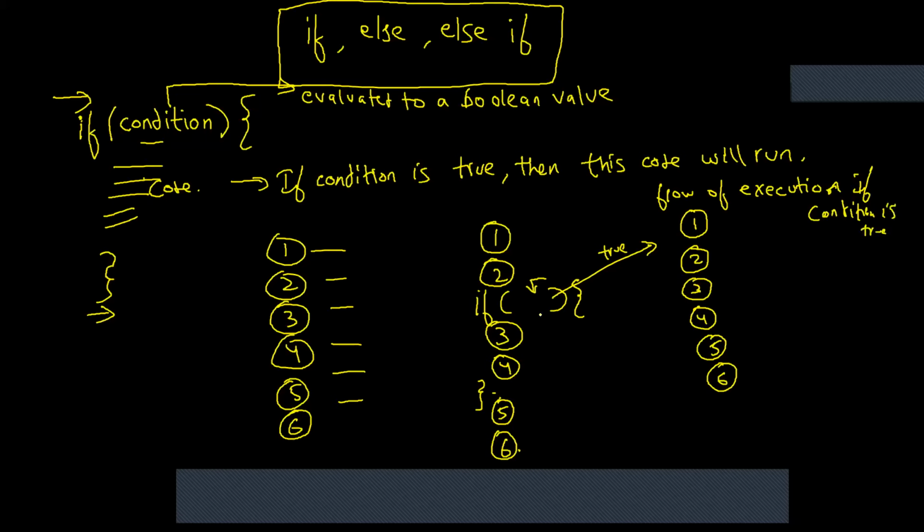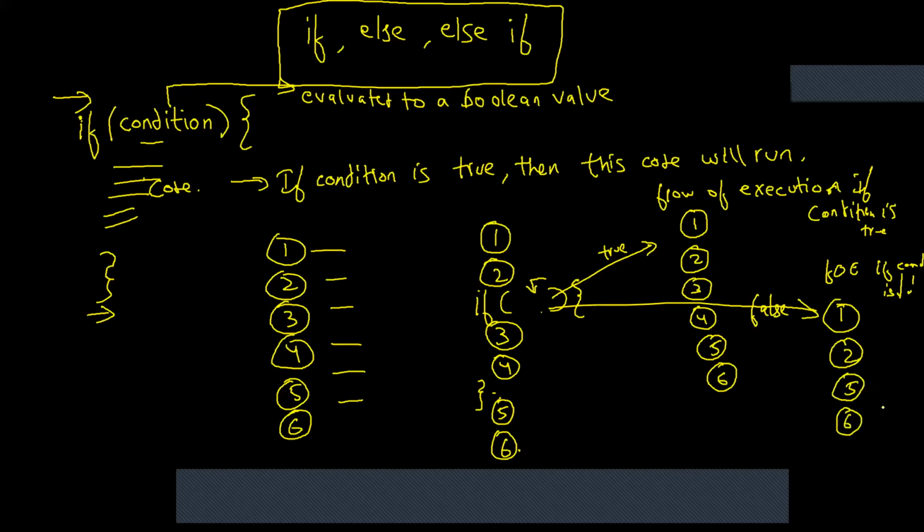In a case where this is false, the flow of execution if the condition is false will be 1, 2. As I said, if this condition is false, these things will not run. So this will not run. 5 and 6 will be run. So this will be the flow of execution.